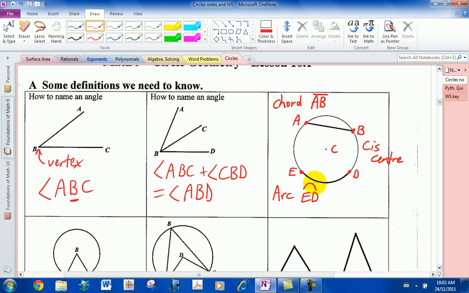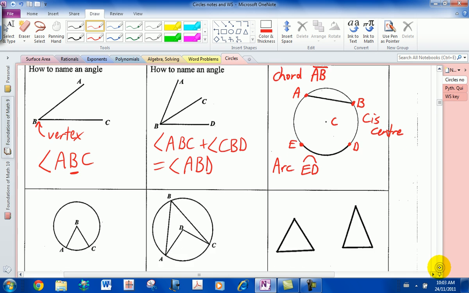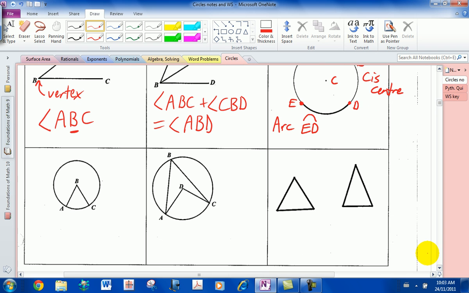Any questions so far? Now we're going to use this information and start talking about these angles. Here we have what we call a central angle. And the central angle is angle ABC. Where's the vertex of the central angle? What part of the circle does the vertex touch? Lucas? The center. So the central angle is ABC.